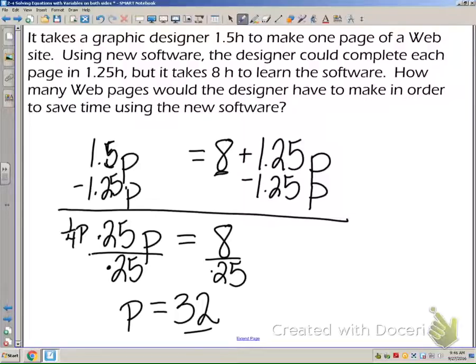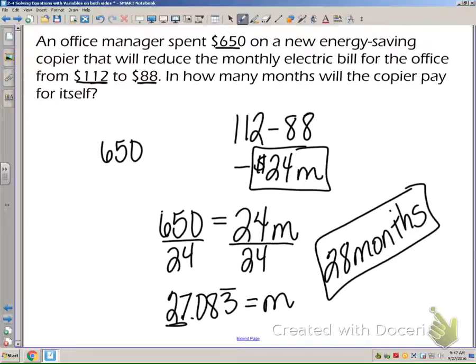So it would be beneficial for him to spend 8 hours to learn something that's going to cut down the amount of time that it takes him to make a page by 15 minutes. So that answers that problem.